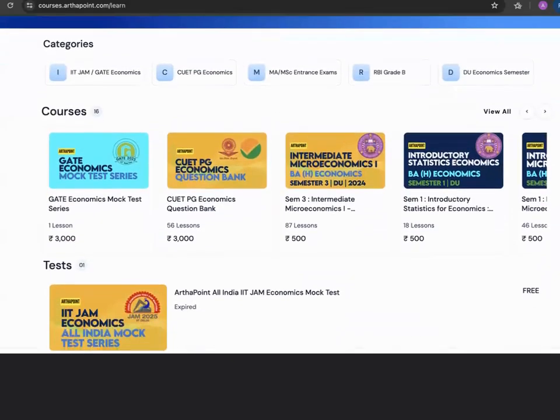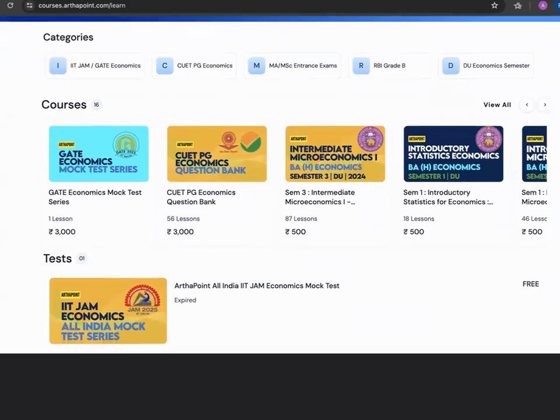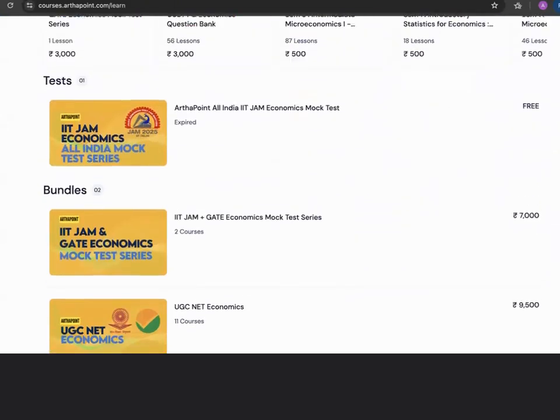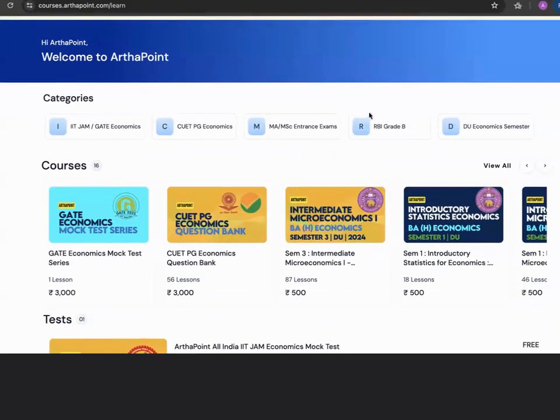But if you want a full-fledged course on IIT JAM or a full-fledged course on MA Economics entrance or a full-fledged course on Indian Economic Service, you can always contact Rohit sir and he will talk about the different courses that we have. So I just wanted to quickly show you the portal of EarthaPoint, and all of you can go to this portal and have a look at different courses. Okay, beta, thank you.